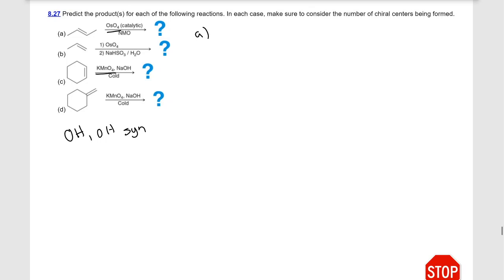So for A here, our product would be, if we have an OH on a dash, the other OH is also going to be on a dash, plus the enantiomer. Okay, for B, we've got OH on a dash, and the other OH would also be on a dash, but that doesn't matter because it's not a chiral center formed on the second one. So is that first one a chiral center? Yes, it is. So we say plus the enantiomer.